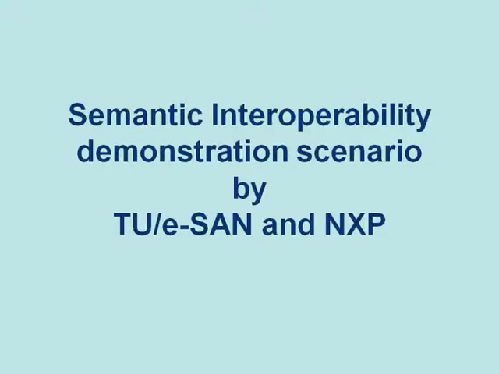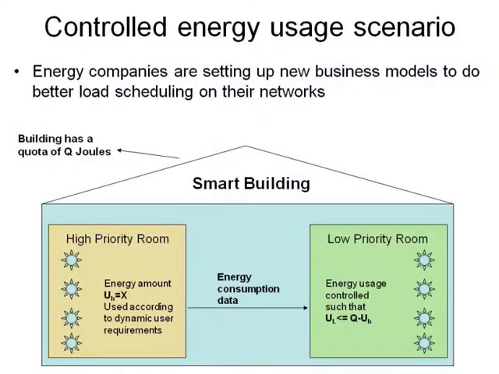Now we present the interoperability scenario based on Smart M3. Companies are thinking about new business models to better control their grids. They would charge higher rates for energy if an agreed quota for a building is not met. This demonstrator shows two rooms in a building. The lighting system in a high priority room uses as much energy as is needed by the user for his comfort. A low priority room uses the leftover energy such that the quota of the building is maintained.